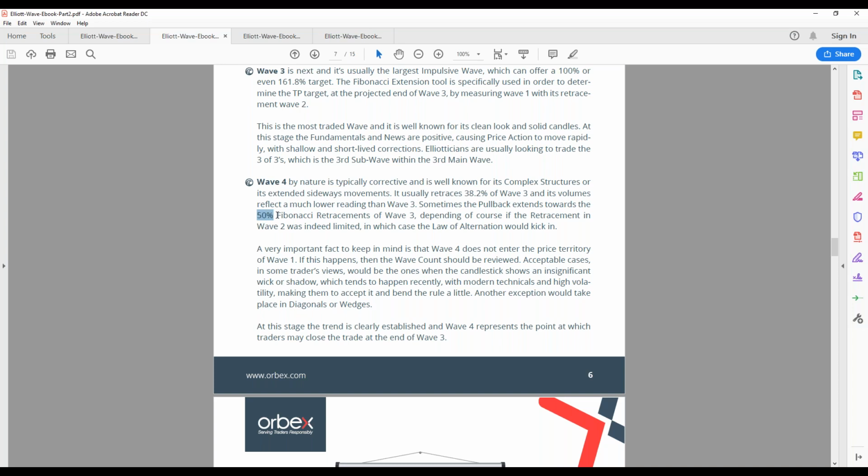Because remember, corrective structures alternate one another. So as I said previously, wave 2, if it's simple, then wave 4 would be complex, and vice versa, right? So yeah, I am explaining this right here.